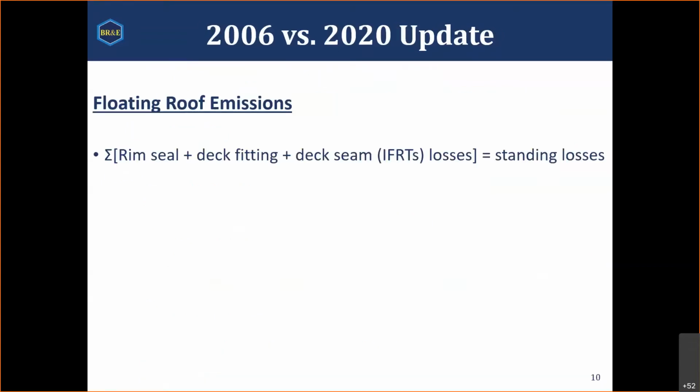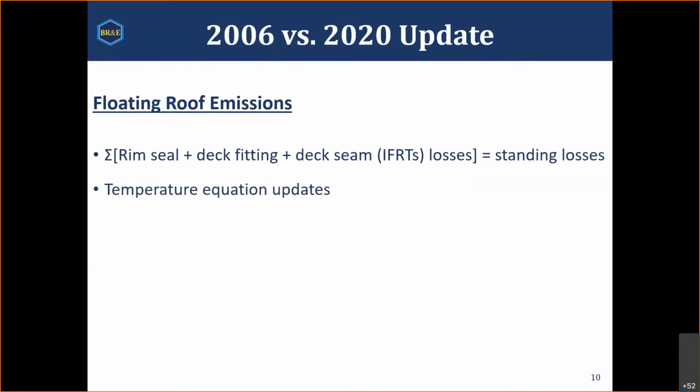For floating roof emissions, we now have the summation of rim seal, deck fitting, and deck seam if you have internal floating roof tanks. All of those are summed up to equal standing losses. Previously, all of the losses were just summed up with the withdrawal losses for the total routine losses. But now they've broken out anything that's not withdrawal losses and called it standing losses. So just the categorization is a little bit different.